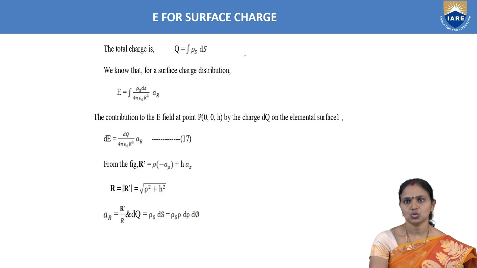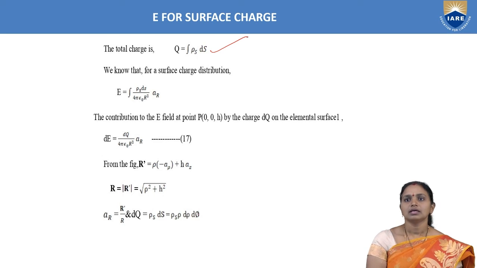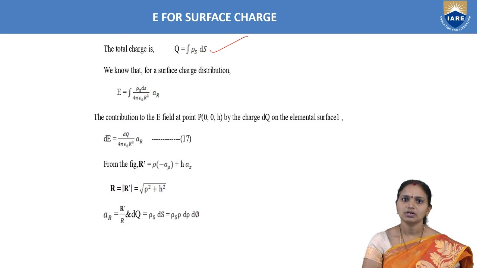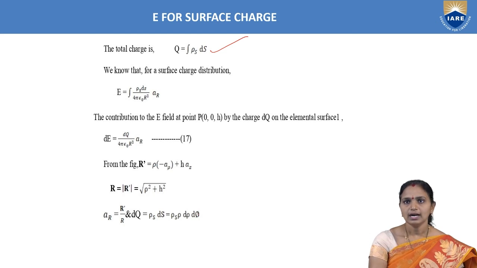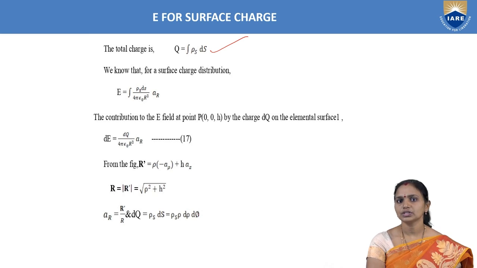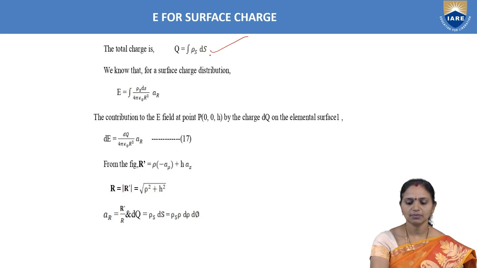Here initially we started with the equation of E in terms of Q. E equal to Q by 4 pi epsilon naught r square into a_R. That we know. And here the known parameter for us is rho s, so we are trying to replace Q with rho s. For that we can replace Q with integral rho s dS. After replacing Q with rho s dS, the equation is E equal to integral rho s dS by 4 pi epsilon naught r square into a_R.